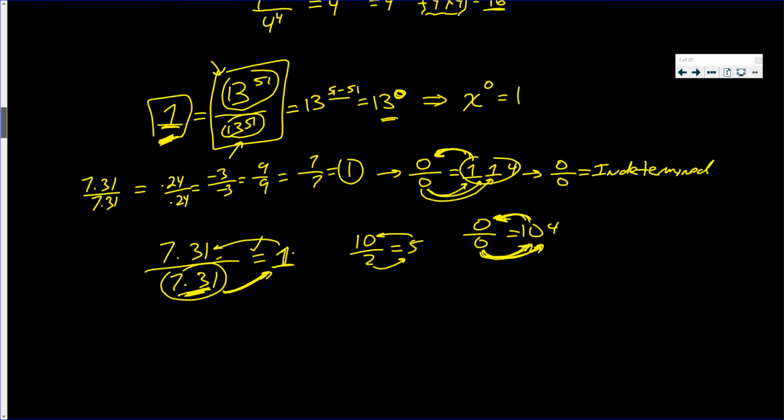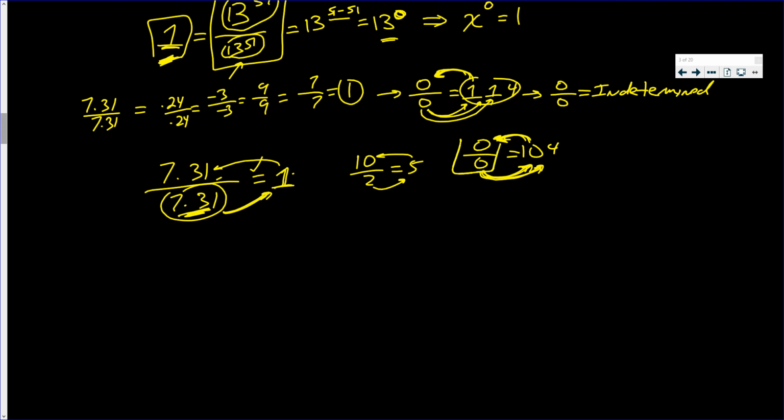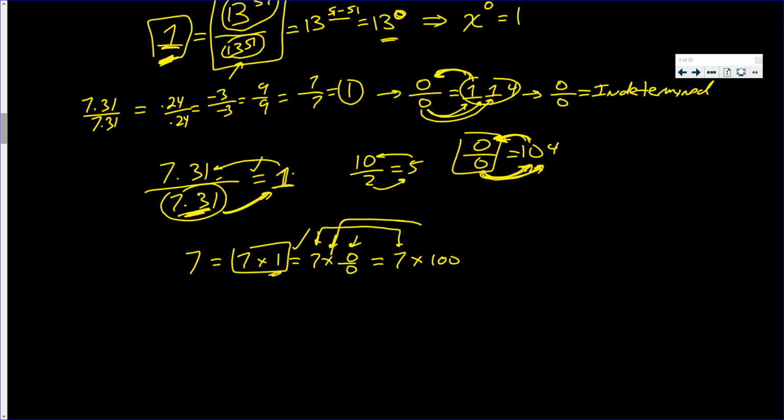But now, here's the problem. 0 over 0 can equal any number. Now, we know that 7 is equal to 7 times 1. But 0 over 0 being any number, it equals 1. So yes, this equal sign is right. 7 times 1 is equal to 7 times 1. But you know what? It also equals 7 times 100. Because 7 is 7, times is times, and you know what? 0 over 0 is also 100.